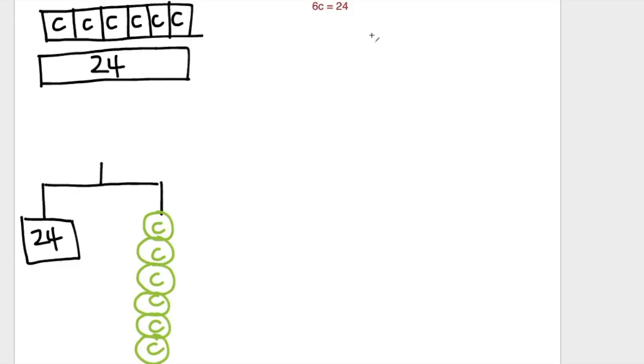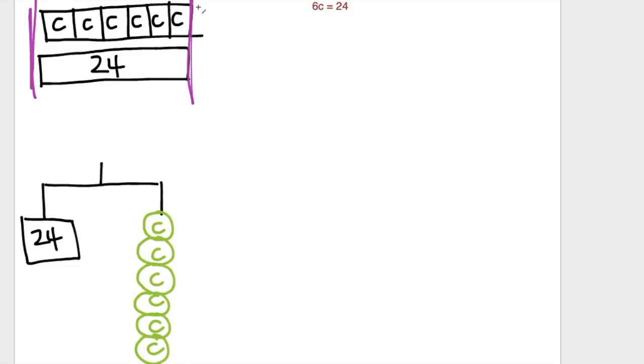So here's the tape diagram and the hanger model for that same problem. 6 times c equals 24. On the tape diagram, you can easily see that 6c is equivalent to 24. The two tape diagrams are the same length.